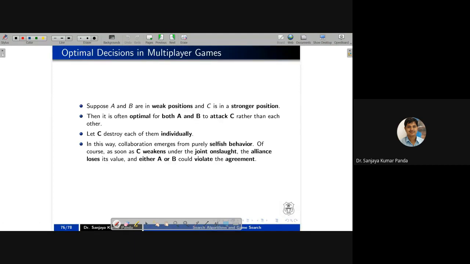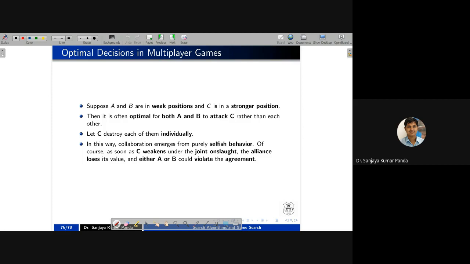In the last one, consider a particular game where there are 3 players, A, B, C, but A and B are very weak players, and C is a strong player. So what you can do here, the optimal solution says that first A and B have to make an alliance. They need to cooperate with each other and they have to attack C. Because individually, if A goes against C or B goes against C, then it is very difficult to win the game.